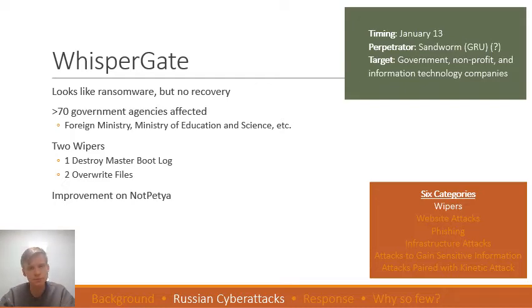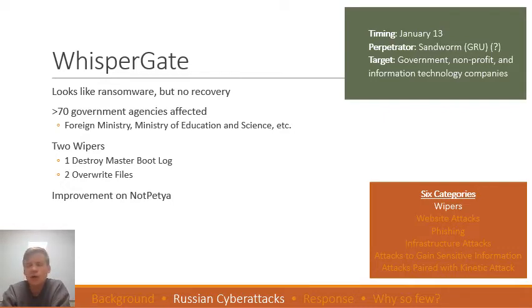The first one of these was called Whispergate, and it happened about a month before the invasion, on January 13th. Our best estimate, it's not 100% confirmed, but it's believed that Sandworm, one of those sub-teams of the GRU, was responsible for this attack, which basically targeted the government, some nonprofits, some information tech companies. Pretty wide-ranging attack. Over 70 government agencies were affected. You can see I've listed a couple of them up there.